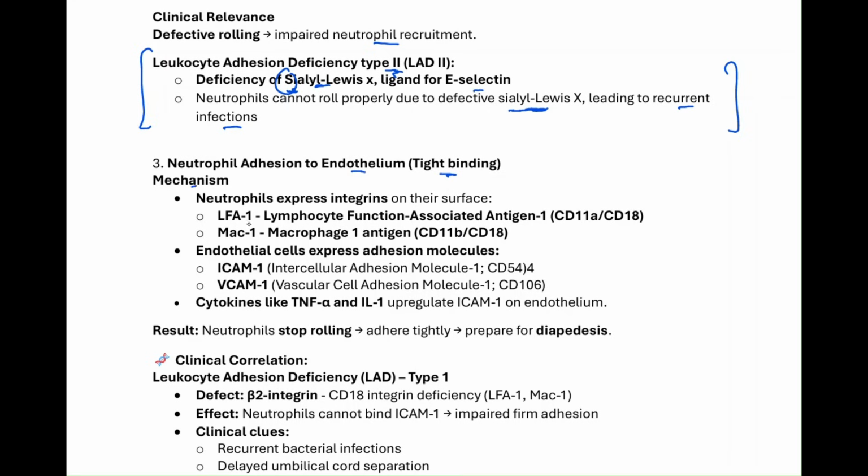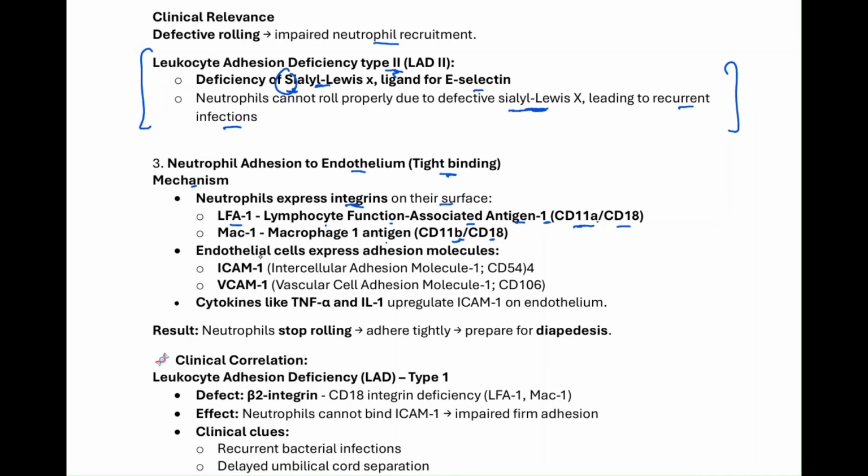So what's the mechanism? Neutrophil is going to express integrins. So for here we need what? Integrins. So neutrophils express integrins on their surface. So we have LFA1, which is lymphocyte function associated antigen 1, and the CD marker for this one is CD11A and CD18. And then we also have MAC1, which is macrophage 1 antigen, and the CD marker for it is CD11B. So instead of 11A, this one is 11B and CD18.